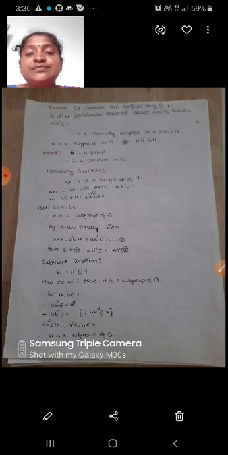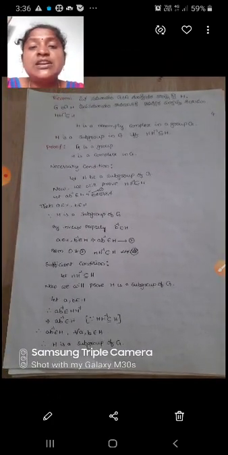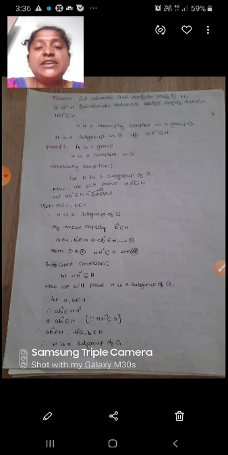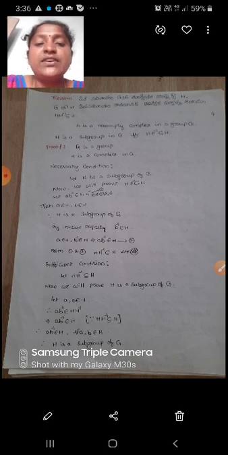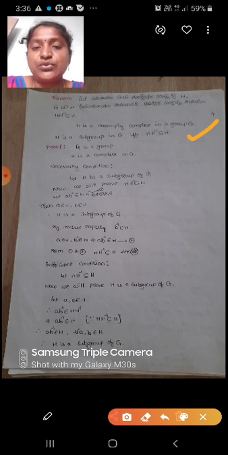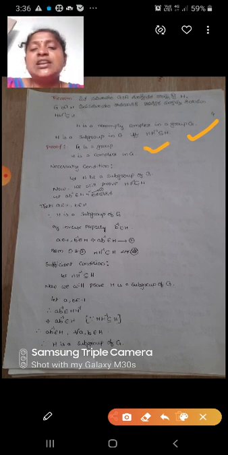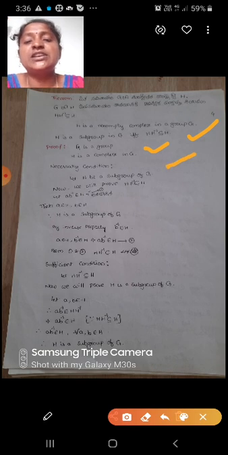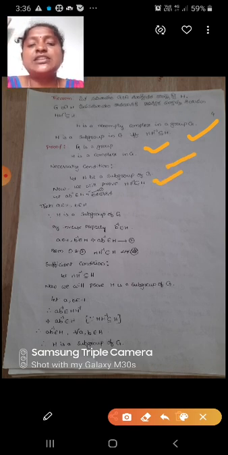Next theorem. H is a non-empty complex in a group G. H is a subgroup of G if and only if H into H inverse is a subset of or equal to H. Proof. G is a group, H is a non-empty complex in G. Now necessary condition, let H be a subgroup of G. Now we will prove that H into H inverse is a subset of or equal to H.